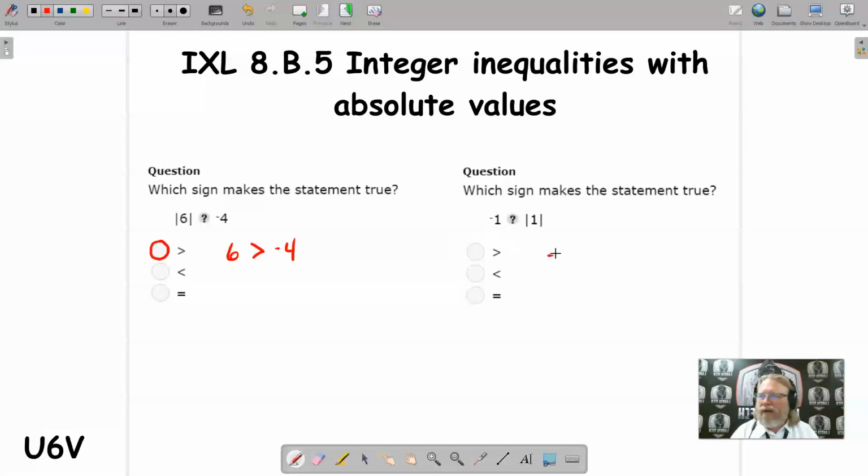On the next one over here, we have negative 1, and we have to compare that with the absolute value of positive 1. The absolute value of positive 1 is 1. Remember, absolute values are always positive. So in this case, negative numbers are always less than positive numbers. So negative 1 is going to be less than 1. So we want to select less than.